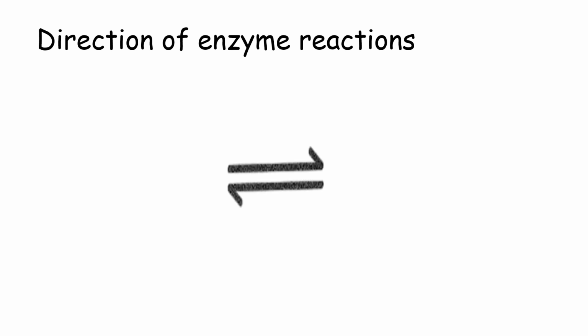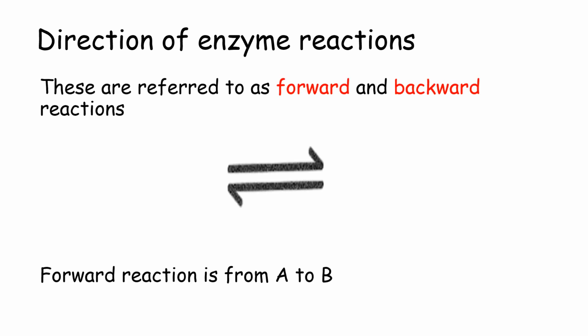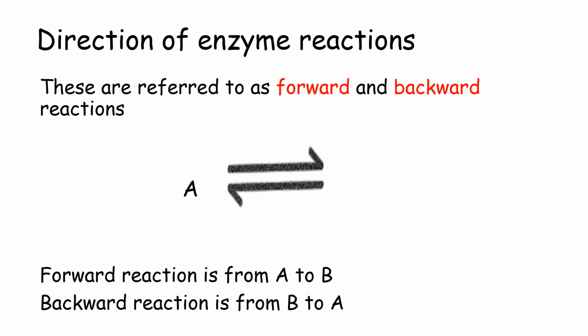These reactions are referred to as forward and backward reactions. Again, we just look at the diagram. The forward reaction in this diagram would be from A to B, whereas the backward reaction would be from B to A. Now, the question is, when is the forward reaction instigated, or when is it the backward reaction? What are the scenarios that would cause A to be converted into B or B to be converted into A?